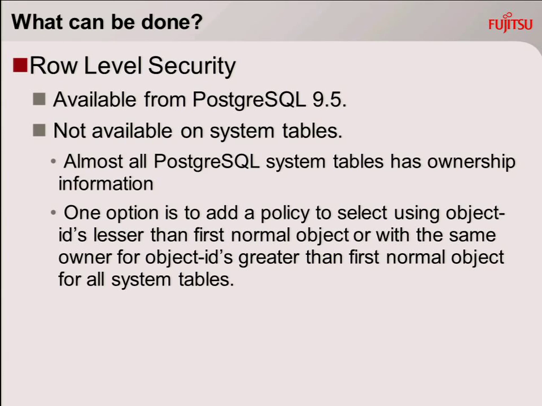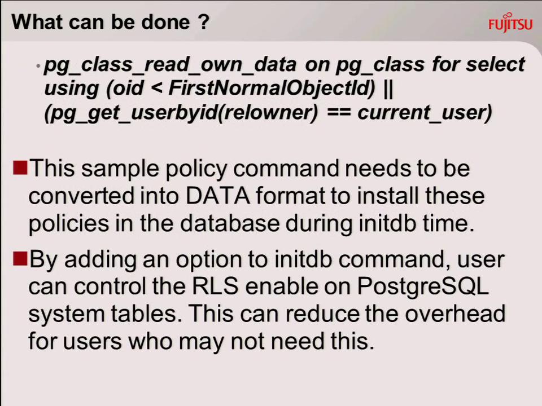Row-level security is something we are looking into, and how it can be extended across the system catalogs to really limit that information. One of the options we were looking at is to select using object IDs less than the first normal object ID, or based on the user ID itself. So it would look something like this, conceptually. It's not a solution yet.